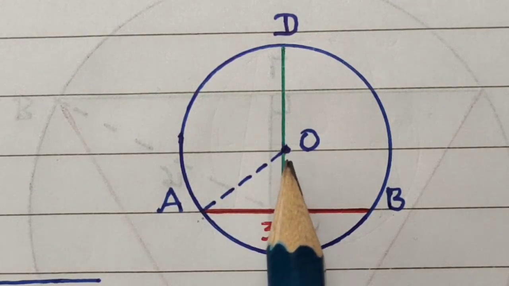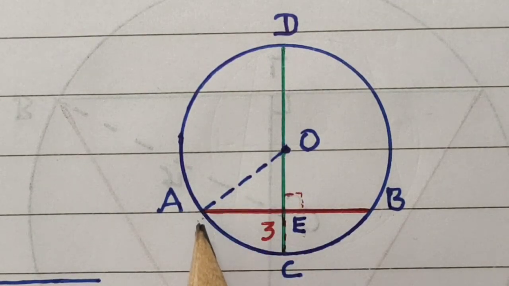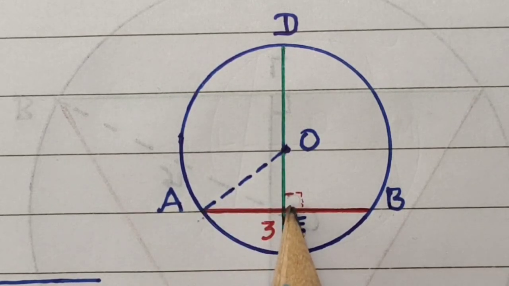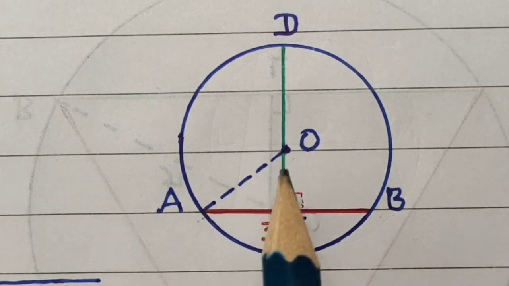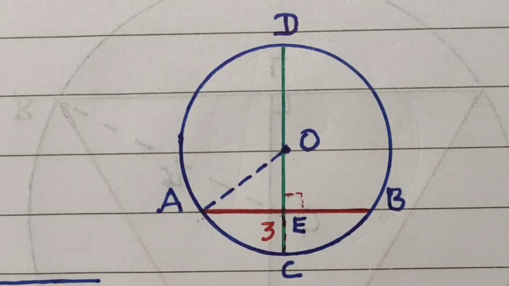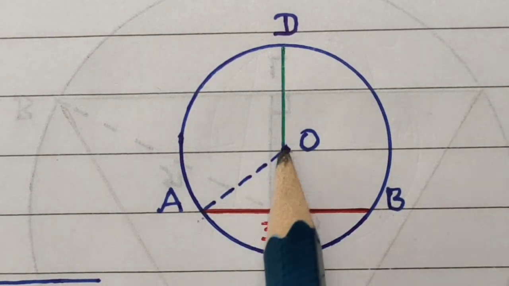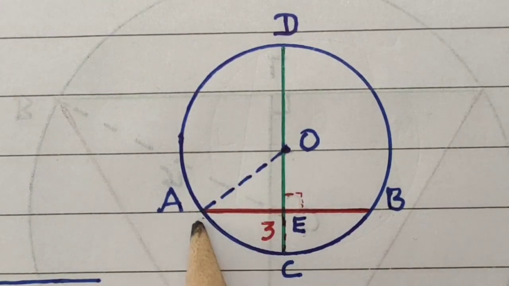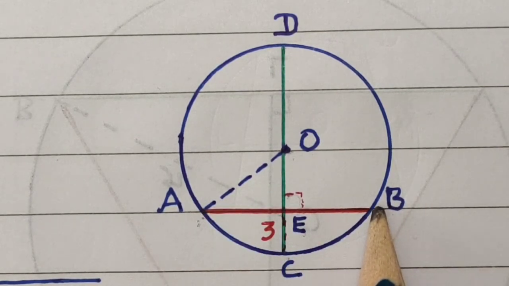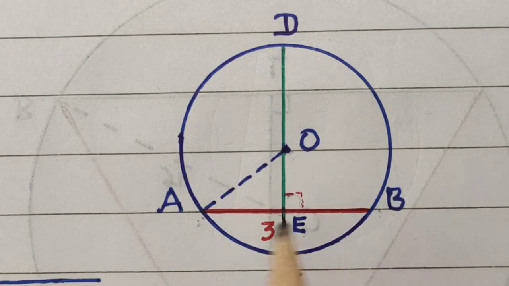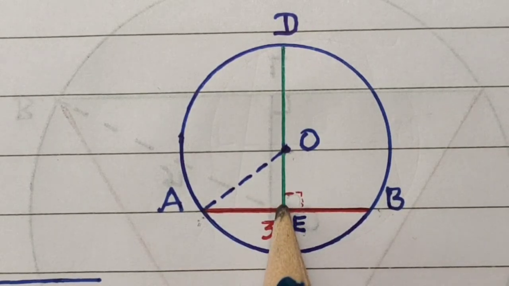So we can find OA by using the Pythagoras theorem. OA square is equal to AE square plus OE square. This OA is the radius. OC is also a radius. AB is given as 12 centimeters. Therefore AE will become 6 centimeters.